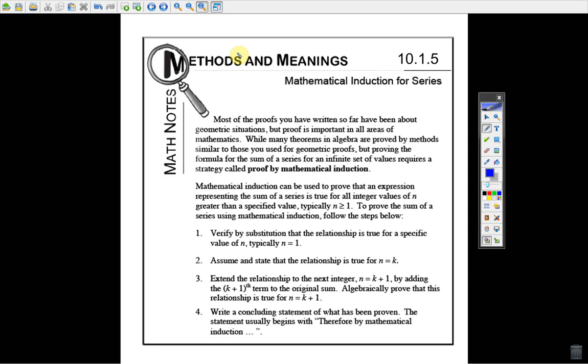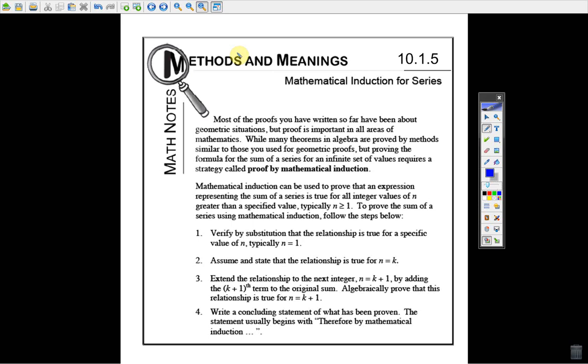Step 1. Verify by substitution that the relationship is true for a specific value of n, typically n equals 1. So check to make sure that your expression works for a specific value. Step 2. Assume and state that the relationship is true for n equals k. So we're going to plug in a k term and rewrite the equation.